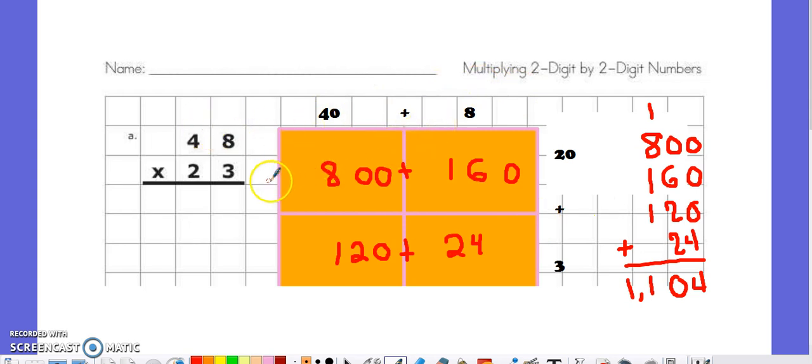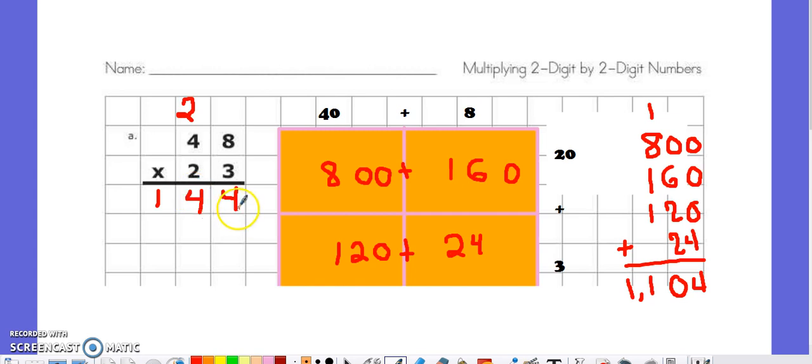Here's the standard way. First, multiply the ones, or figure out 3 groups of 8, which is 24. Now, I can't fit 24 in my ones, but I can place a 2 on top, because there is 2 tens, and 4 on the bottom in my ones category for 4 ones. Then I'm doing 3 groups of 40, or 3 times 4, which is 12, plus 2 more is 14.